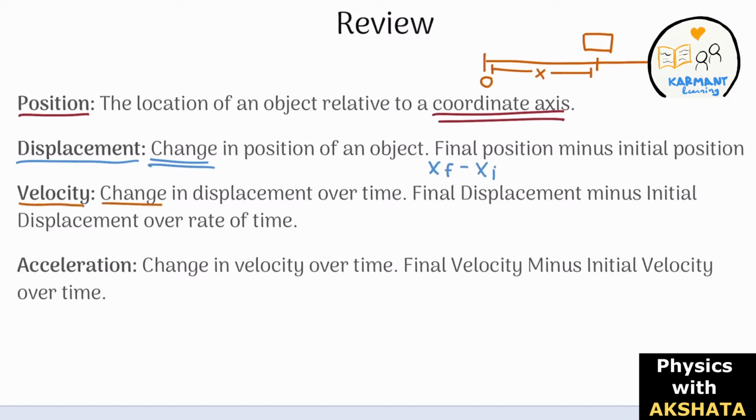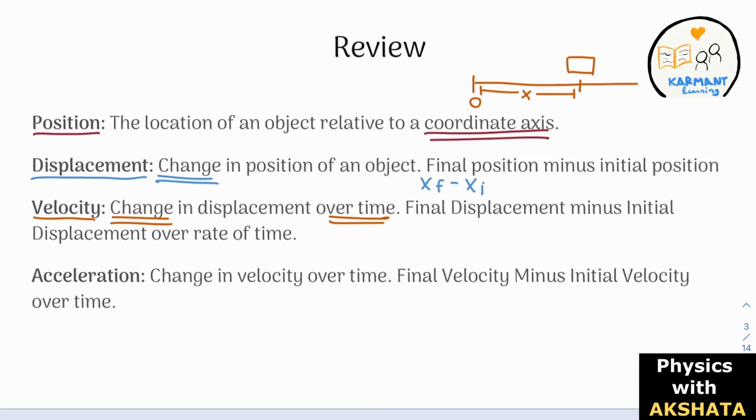And I hope you guys remember velocity, which is the change in displacement over time. So it would be the final displacement minus the initial displacement all over time. So it's the rate of change of displacement. And lastly, acceleration is basically the change in the velocity over time. So like how we got velocity earlier, it's final velocity minus initial velocity all over time.